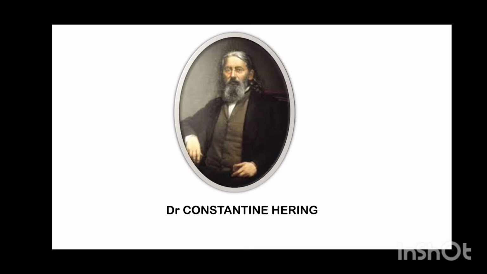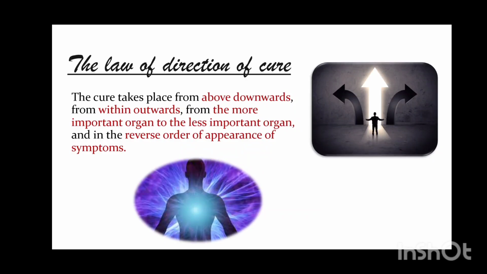Okay, we'll see that. So what does the law basically tell? The law tells that the cure takes place from above downwards, from within outwards, from the more important organ to the less important organ, and in the reverse order of the appearance of the symptoms. For the ease of studying, we can divide the law into four parts: first, above downwards; second, within outwards; third, from the more important organ to the less important organ; and fourth, in the reverse order of the appearance of the symptoms. This law tells about the direction of the cure.